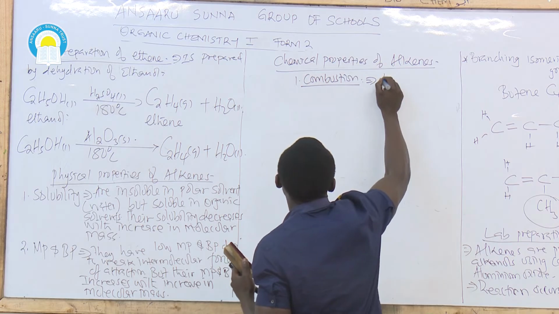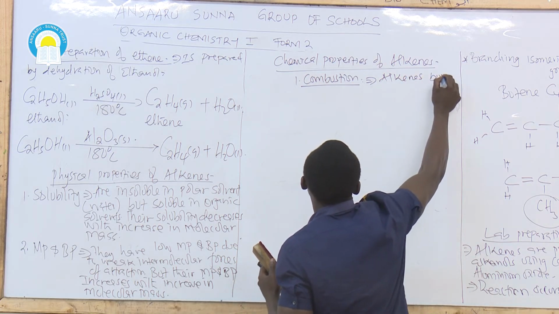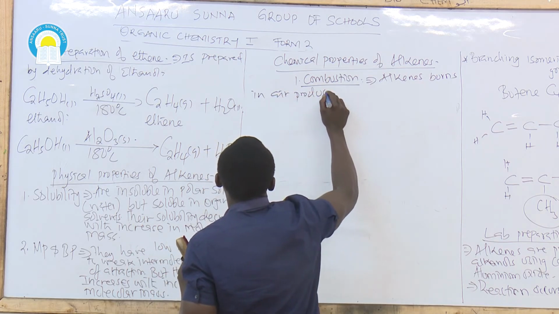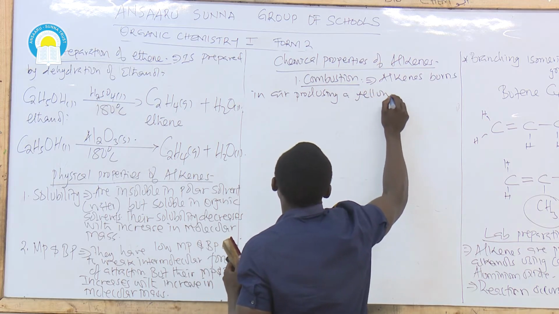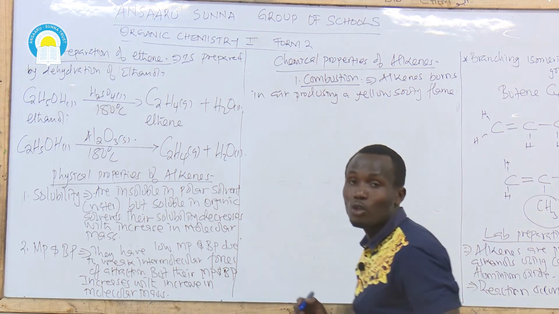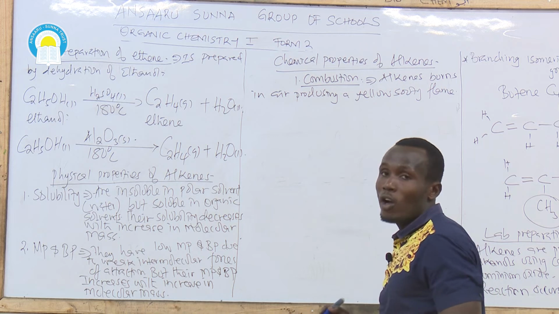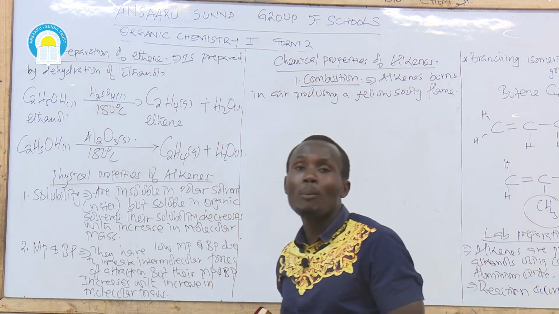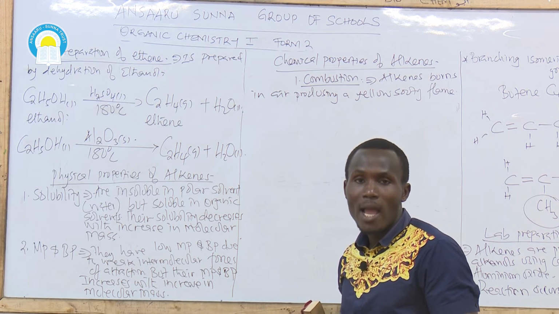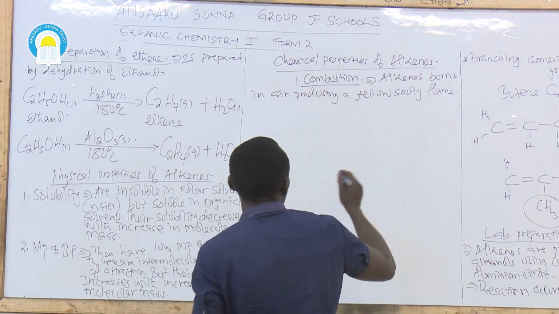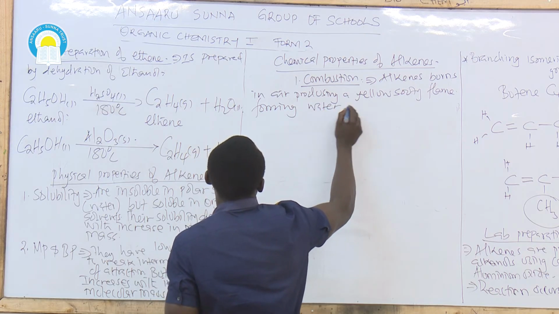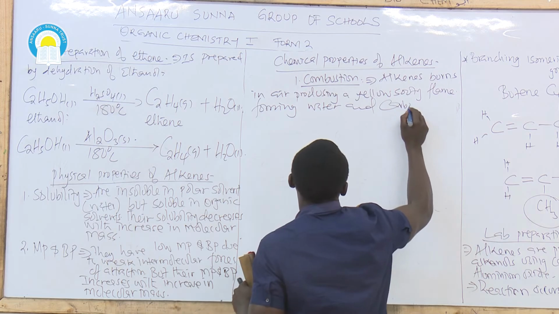So we say alkenes burn in air producing a yellow sooty flame, forming water and carbon 4 oxide, that is if it is complete combustion. And in complete combustion, they produce carbon 4 oxide and water, which is steam. So yellow sooty flame forming water and carbon 4 oxide.